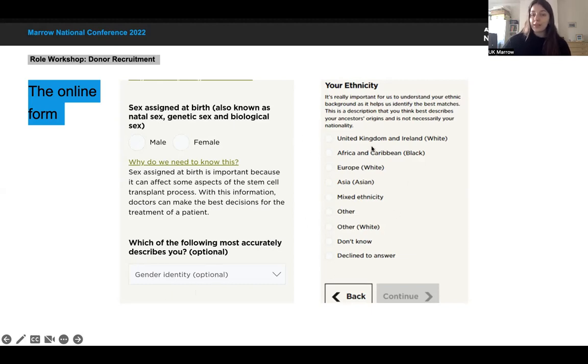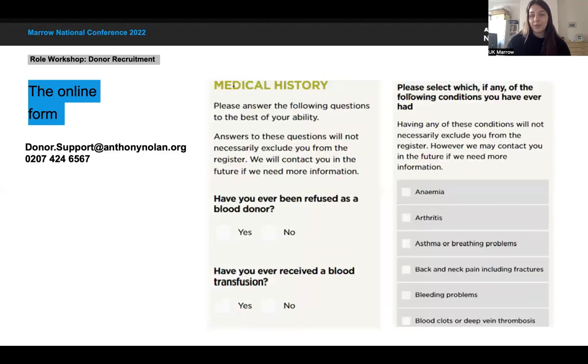We will also ask them for their ethnicity. This is because their ethnic background can help us identify best possible matches. This multiple choice will actually specify more. So if they click, for example, Asia, then it will open up a new page that will let them choose from Indian, Chinese, Japanese, etc., and they can further specify there. But it is important for us to know because it does help us again in the matching process. So if they can be as specific as possible, that would be ideal.